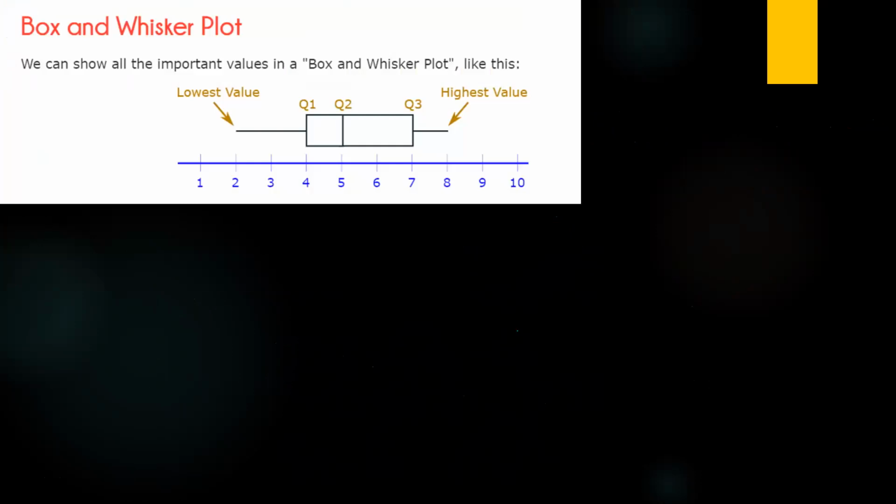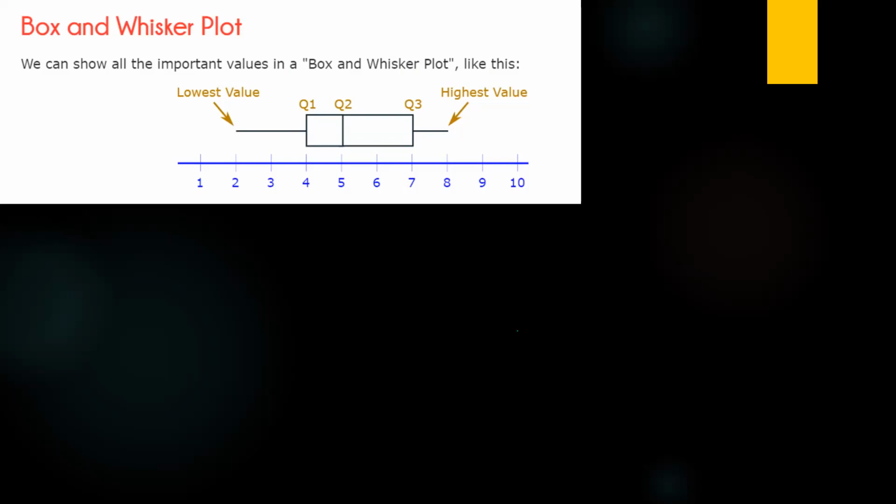Okay, I will stop here. Now I will talk about the box and whisker plot. Here you have this plot showing the important values. What does it mean? I have the data. I found Q2, Q1, and Q3, and I know where the lowest value and the highest value are. To represent them in a plot, we use something called a box and whisker plot.